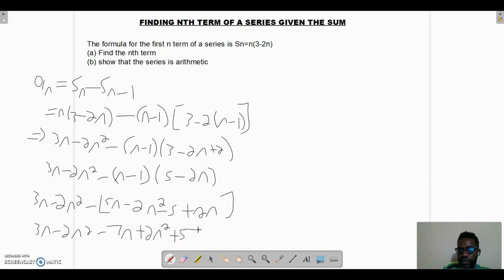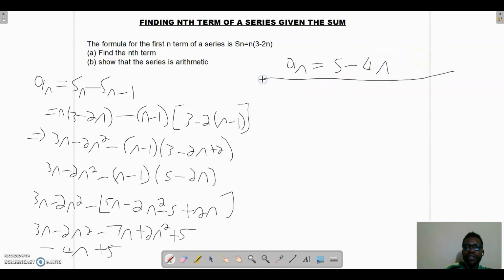Alright, looking at the like terms now, I'm going to put the highest power first. Minus 2n squared plus 2n squared is 0, so that's gone. 3n minus 7n is going to give me minus 4n. And then you have the 5. So we could just say that an is equal to 5 minus 4n, and this is the formula for the nth term. So if I want the fifth term, I simply put 5 into this formula. If I want the sixth term, I simply put 6 into this formula.